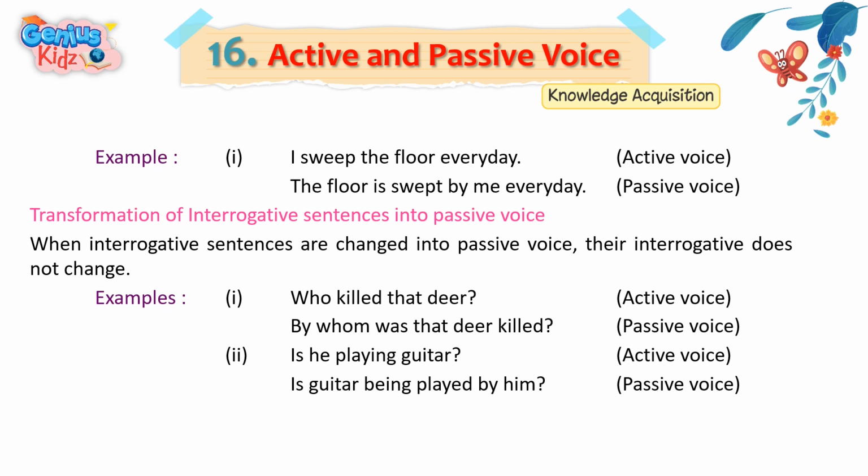Transformation of interrogative sentences into passive voice. When interrogative sentences are changed into passive voice, their interrogative does not change. Examples: 1. Who killed that deer? Active voice. By whom was that deer killed? Passive voice. 2. Is he playing guitar? Active voice. Is guitar being played by him? Passive voice.